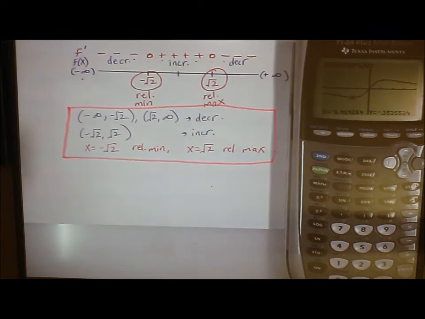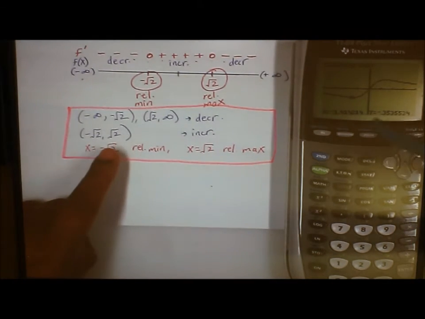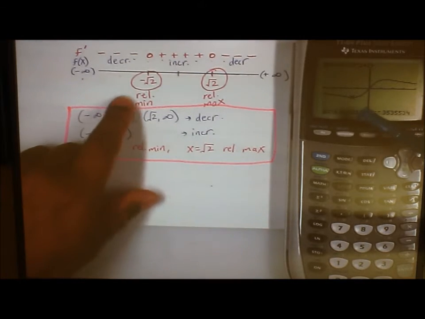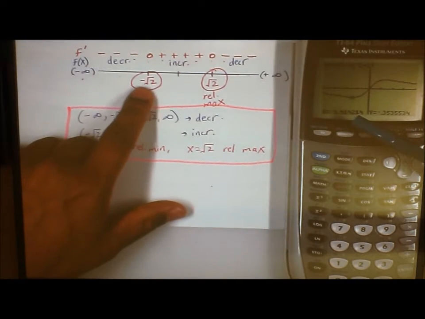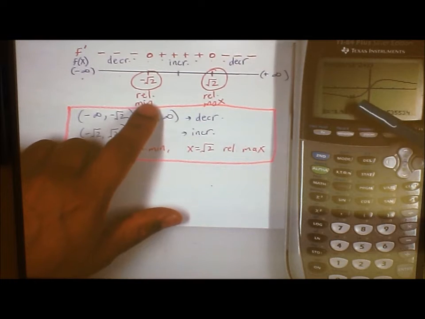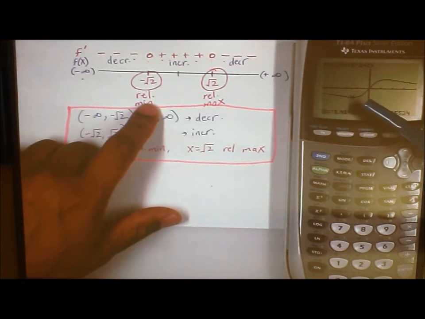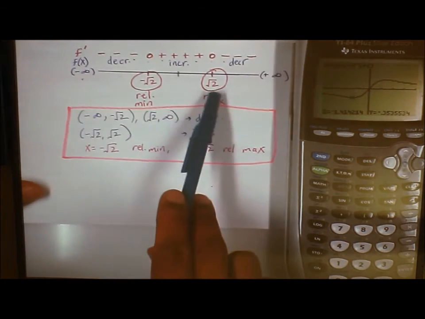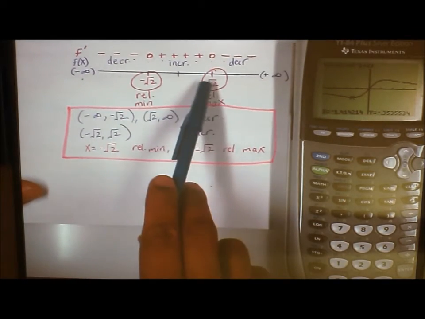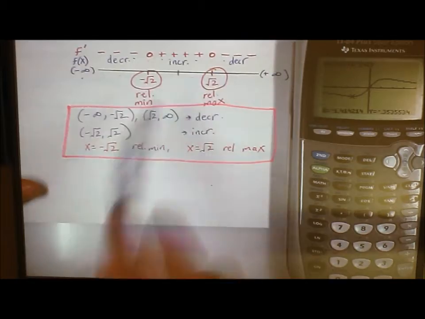And I kind of want to show you what you did here on the graphing calculator. So what you did is you were able to figure out the relative min. You claimed that the relative min was at negative root 2, and indeed it was. It's right there at negative 1.41, which is negative root 2. And then you're also able to figure out the only relative max, which you claimed to be at root 2.